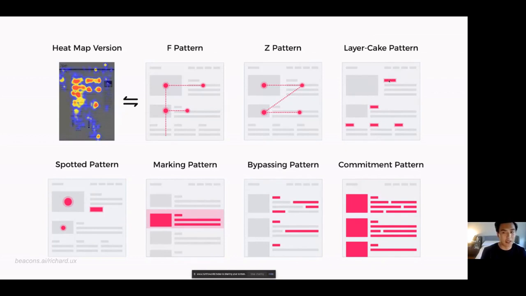The layer-cake pattern is where people just read headlines, and this is for really rapid scanning. Spotted pattern is where people are just drawn to images. Marking pattern is if they're identifying something very specific and they already have an idea what that looks like. Bypassing pattern is essentially just skim reading. That's even more than this. And commitment pattern is if you're really into the content that you're reading, or you're typically more elderly and senior. My mom and grandparents literally read every single word on every website, which is insane to me, but it exists as a scenario.